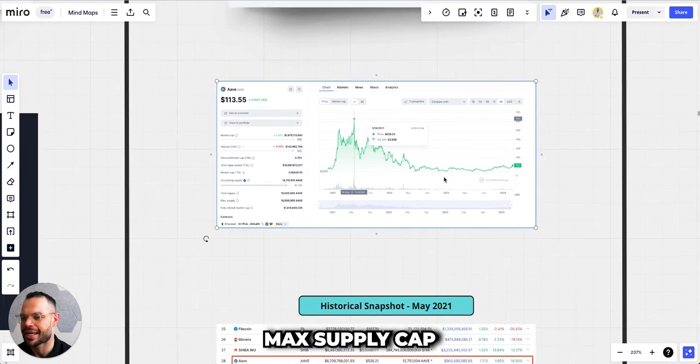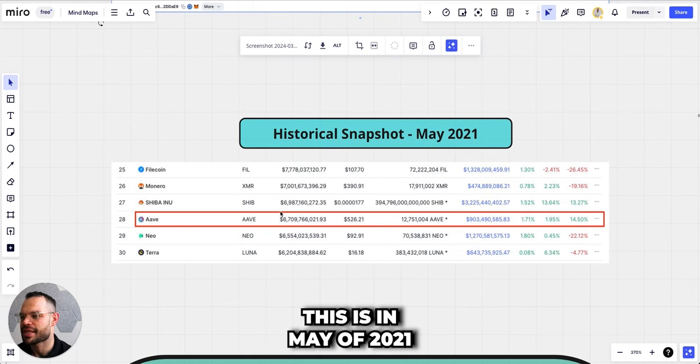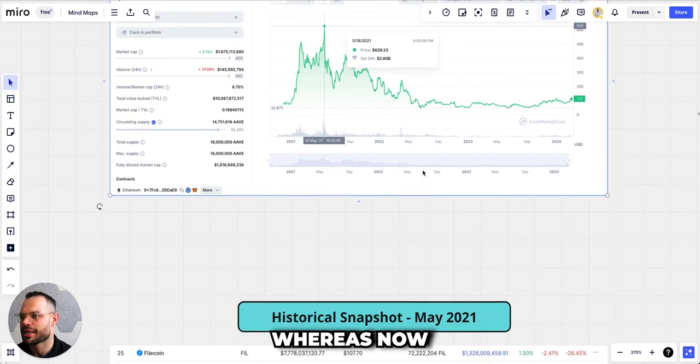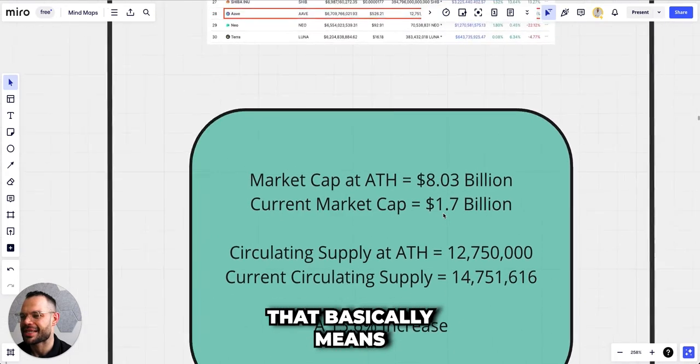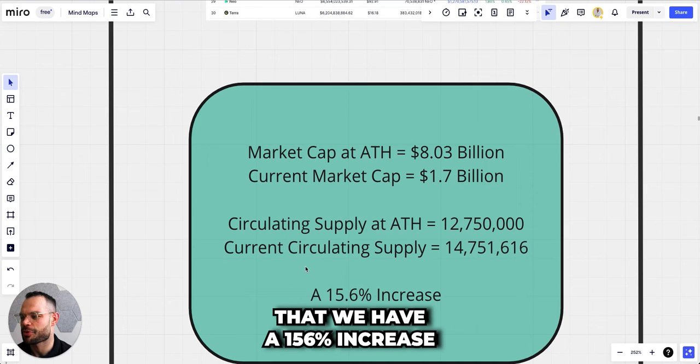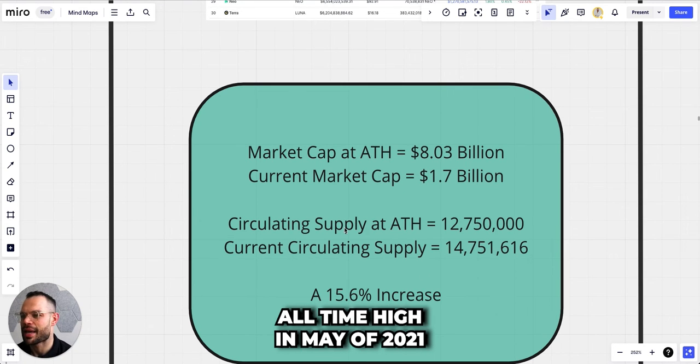If we take a look at a historical snapshot from Aave, this is in May of 2021. This is actually a snapshot from just a few days before Aave put in its all-time highs in May of 2021. And what we're seeing here is that at that time, Aave had a circulating supply of around 12.75 million, whereas now it's about 14.75 million. So what does that mean? That basically means that we have a 15.6% increase in the circulating supply for today versus what it was when it put in its all-time high in May of 2021.